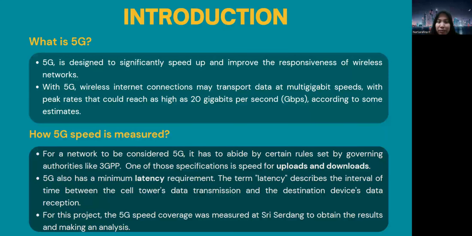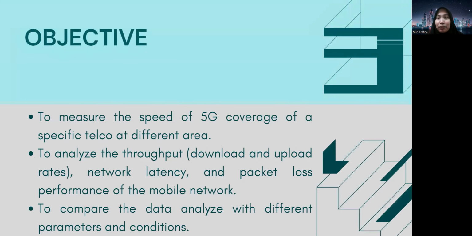So how did we measure 5G for our project? For 5G, we need to consider and abide by certain rules set by governing authorities like 3GPP. One of these specifications is upload and download. Next, 5G also has a minimum latency requirement, which describes the interval of time between the cell tower data transmission and the destination device data reception. For our project, the 5G speed coverage was measured at Seri Serdang to obtain the results and make an analysis. So this is the objective for our project.